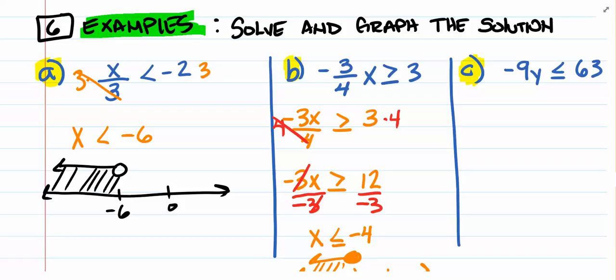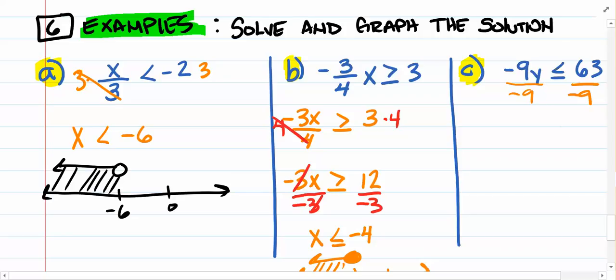Here's example C. It says negative 9y is less than or equal to 63. In order to isolate the y, I'm going to divide by negative 9. Because I am dividing by a negative number, I must reverse the direction of the inequality sign. So y must be greater than or equal to negative 7, because 63 divided by negative 9 is negative 7.